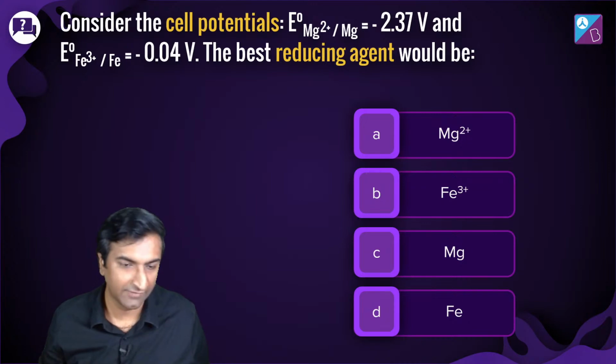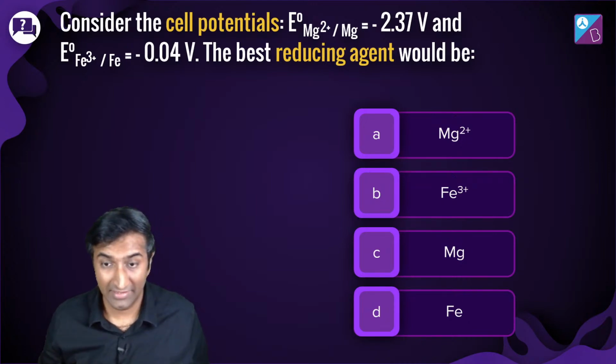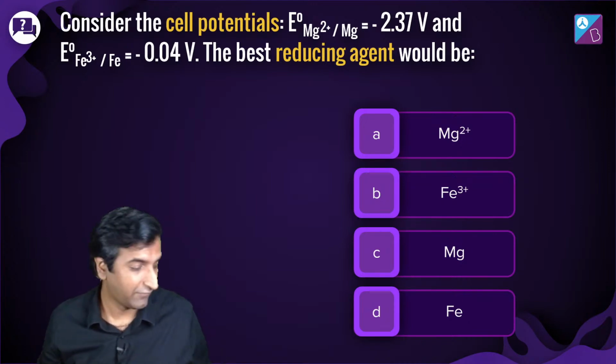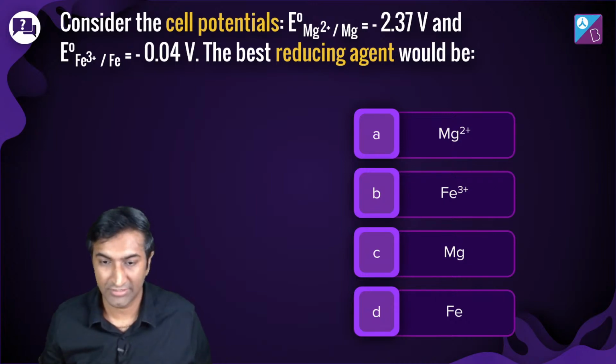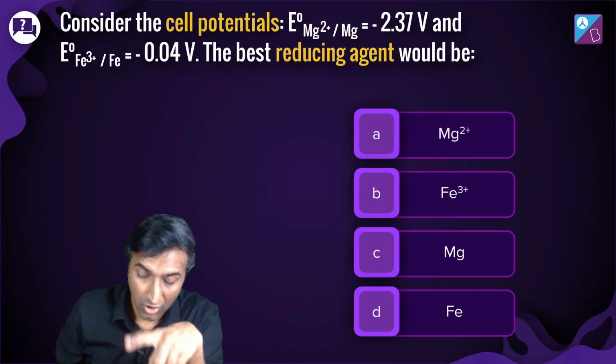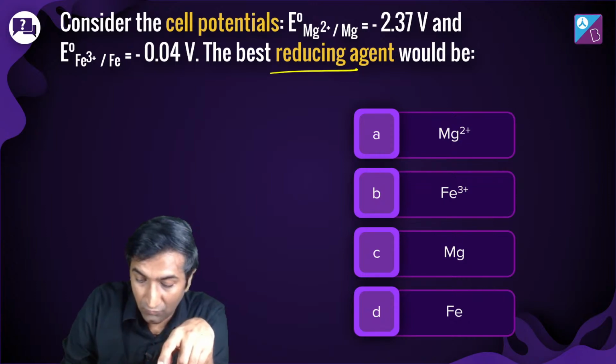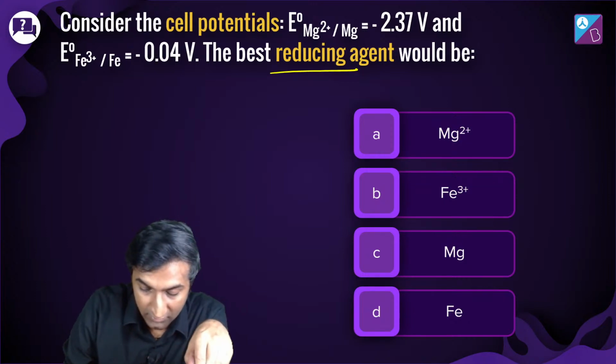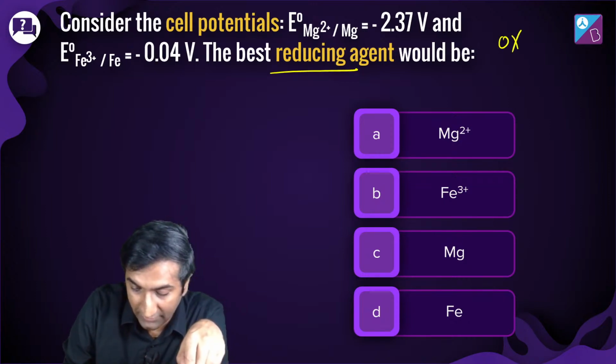Let me know what you think the answer to this one is going to be. As I hinted, this is a revision of redox reactions. How is it a revision of redox reactions? Look, what is an oxidizing agent? Something that gets reduced, right? What's a reducing agent? Something that gets oxidized. So the best reducing agent would really like to get oxidized.